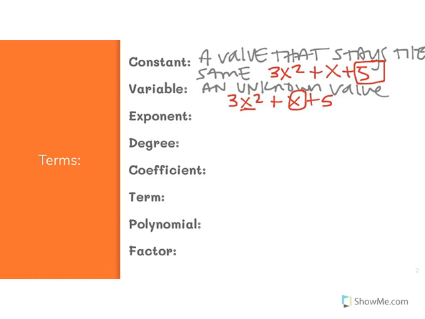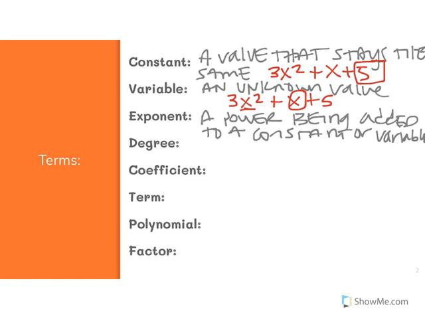Then we have our exponents, and the exponent is a power being added to a constant or a variable. So again, on our example here, since you guys can rewrite it, we'll write it down here just so you can see. So our exponent is going to be added to that variable there. It could be also added to a number, and the invisible exponents here are 1 and 1, so those are still exponents. Now that's different than a degree.